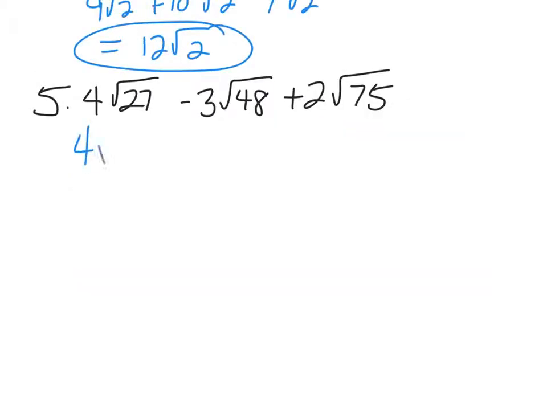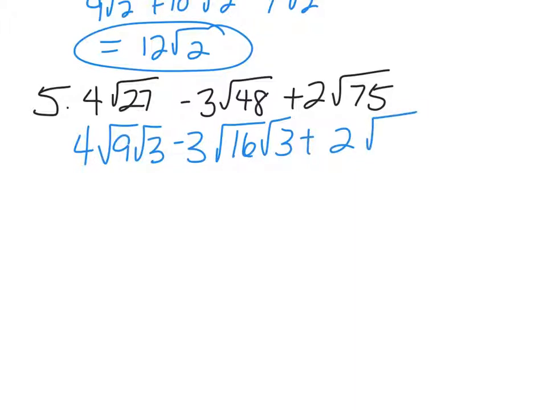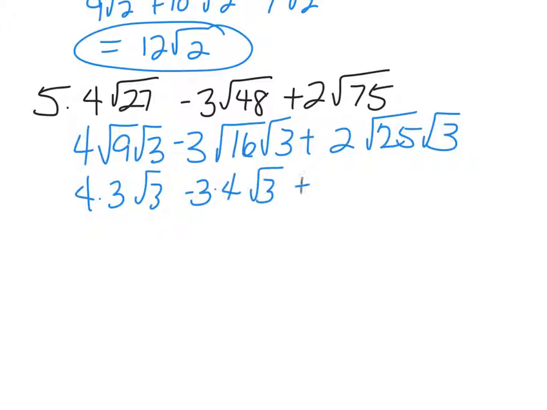Okay, 27 I can rewrite as 9 times 3. 48 I can rewrite as 16 times 3. 75 I can rewrite as 25 times 3. Square root of 9 is 3. Square root of 16 is 4. Square root of 25 is 5. Okay, so we've got 12 square root of 3.